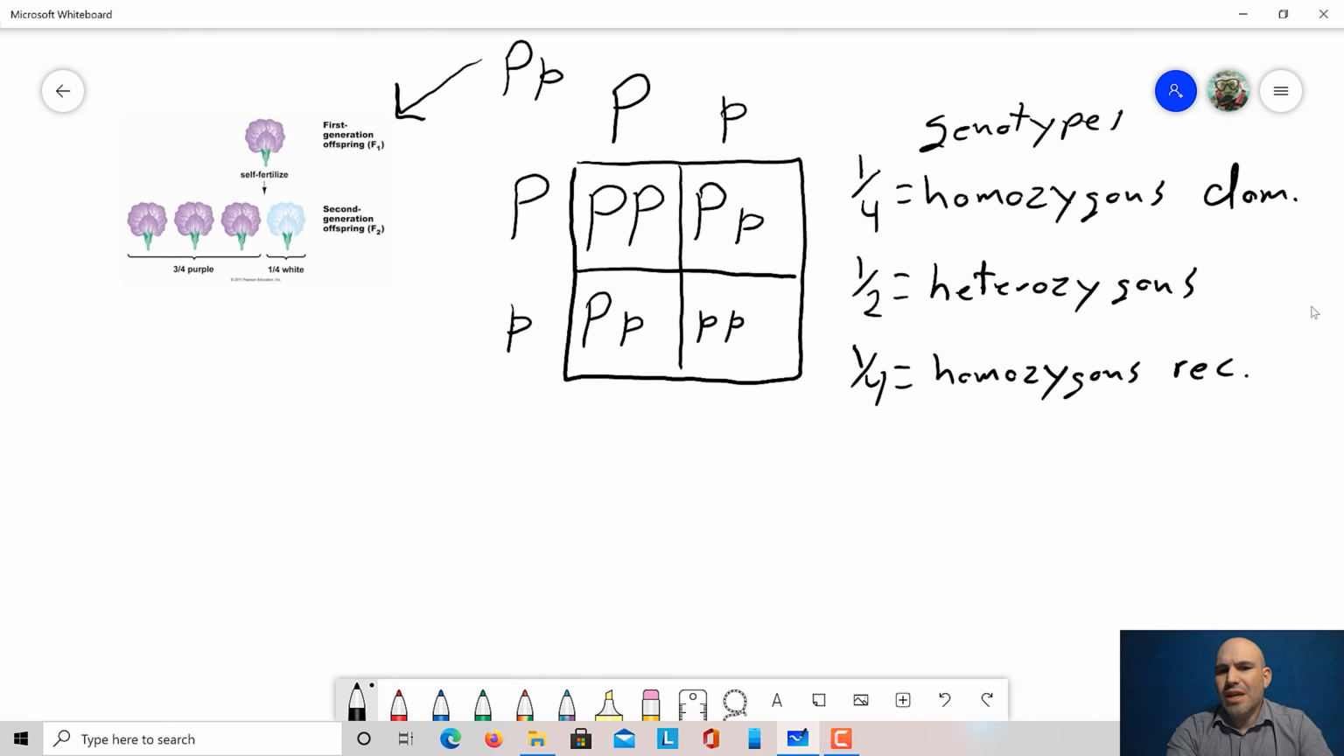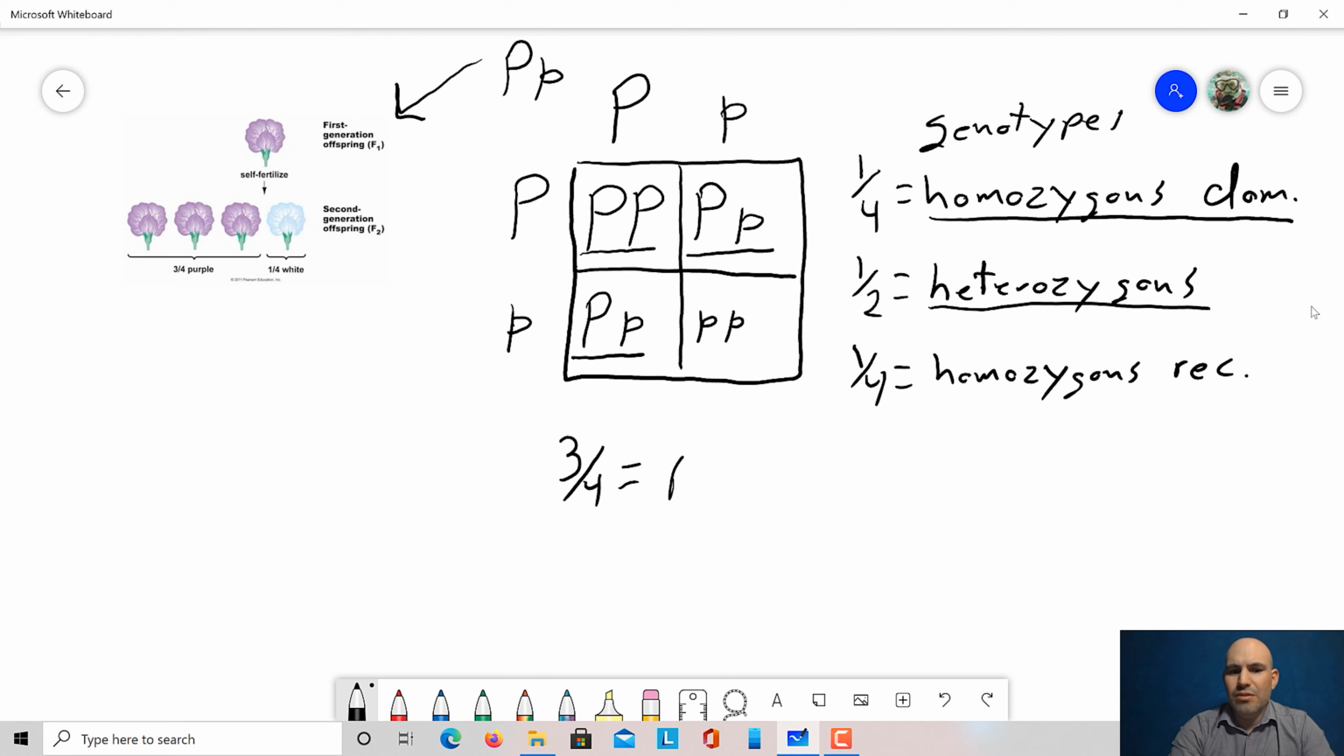So the homozygous dominant ones are going to be purple because they have 2 purple alleles. The heterozygous ones are going to be purple because they have a purple and a white, and the purple is dominant. So they will also be purple. If we add those up together, we got 1/2 and we got 1/4, or you can just count your squares here. That's going to be 3/4 are going to look purple.